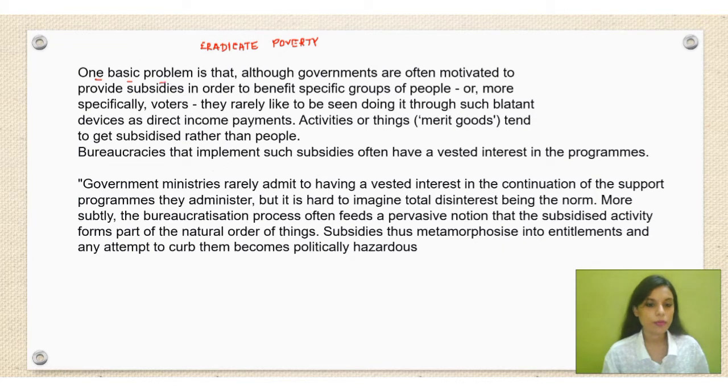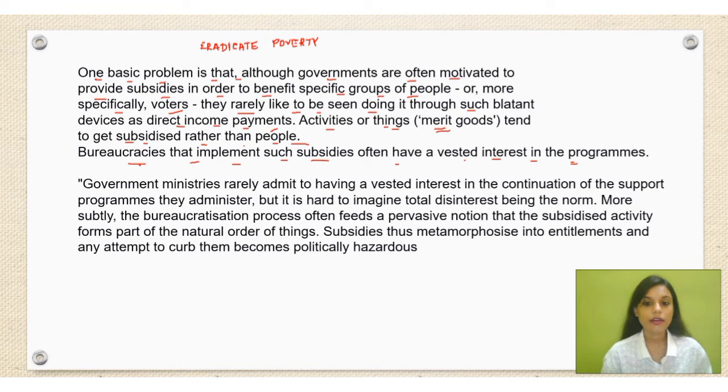Now, one basic problem is that although governments are often motivated to provide subsidies in order to benefit specific groups of people, or more specifically the voters, they rarely like to be seen doing it through such blatant devices as direct income payments. Activities or things, which we call merit goods, tend to get subsidized rather than people. Bureaucracies that implement such subsidies often have a vested interest in the program. So, unless you have some sort of advantage in providing subsidies, you will not be provided with subsidies.